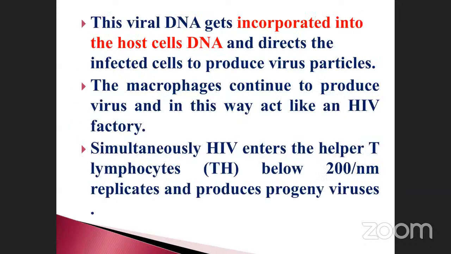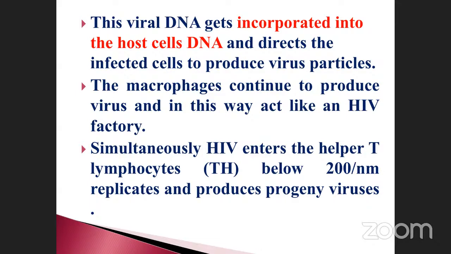Okay, see, the viral DNA gets incorporated into the host cell DNA and directs the infected cell to produce virus particles. The virus particle is nothing but the antigen. The macrophages continue to produce virus, and they act like an HIV factory. Simultaneously, HIV enters the helper T lymphocyte, denoted TH, replicates and produces progeny viruses. That's what we already discussed. This is the main mechanism of the HIV virus.